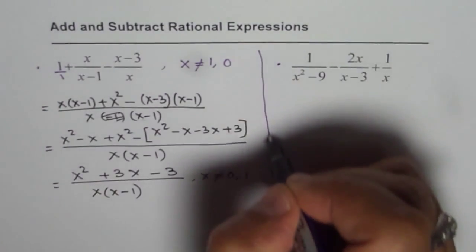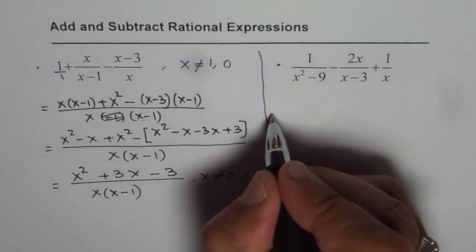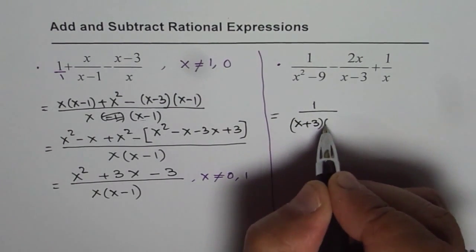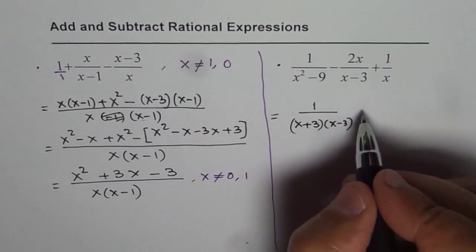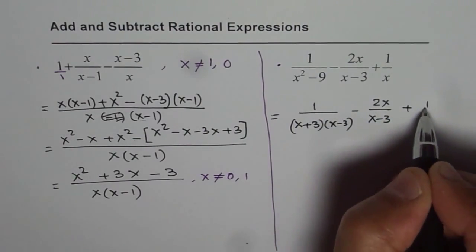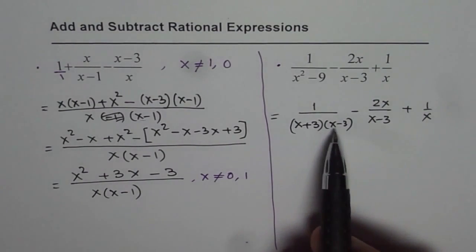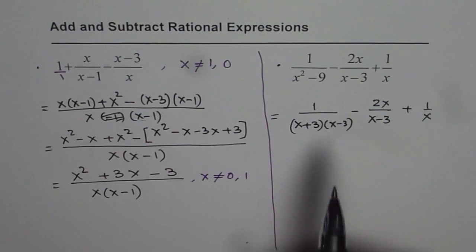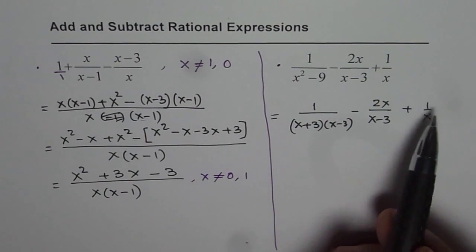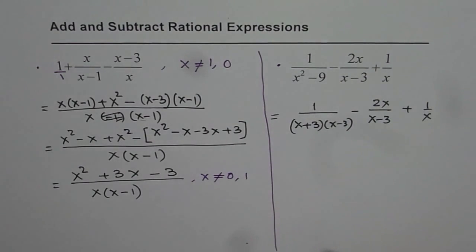Now this problem is for you to solve, but remember one thing, we can actually factor the first part. So I'll do the first step for you, which is 1 over x plus 3 times x minus 3. So that is the first term, minus 2x over x minus 3, and then we have plus 1 over x, correct? Now as you can see, the common denominator is x plus 3 times x minus 3 times x, correct? So this term gets multiplied by x, 2x gets multiplied by x plus 3, and 1 gets multiplied by x squared minus 9. And then you can simplify and write down your answer.